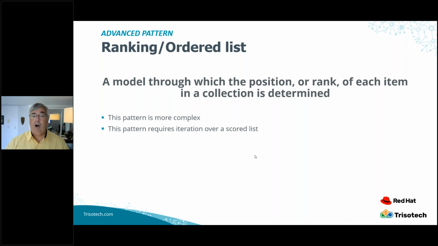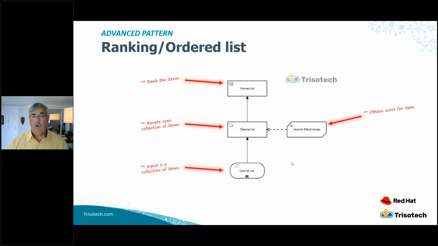We're going to look now at a little bit more advanced pattern, which is the ranking pattern. Basically, it's a model through which a position or a rank is assigned to each item in a collection. So the pattern's a little bit more complex, but again, we use the score pattern. The structure of the rank pattern is more obvious from the decision requirement diagram, the DRD.